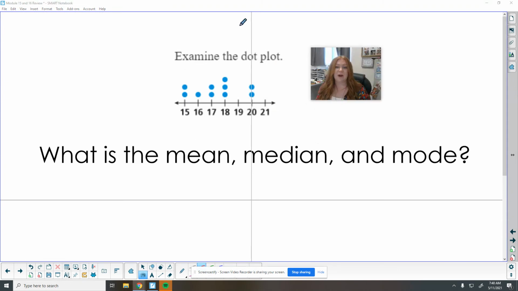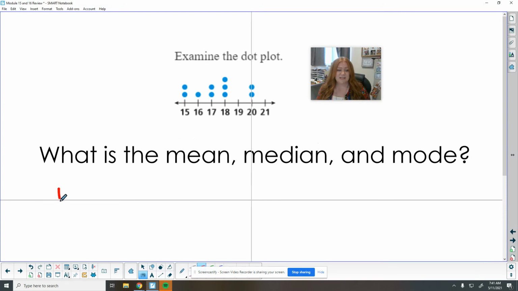Hey, let's check out our dot plot here. So what is the mean, median, and mode? So when we're doing these dot plots, we've got to think about it a little bit more. And I really think it's best to just list out the numbers. And then you don't even have to worry about trying to use your dot plot because it can be a little more complicated. So I'm going to start and list out these numbers.